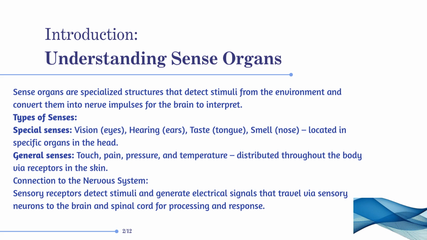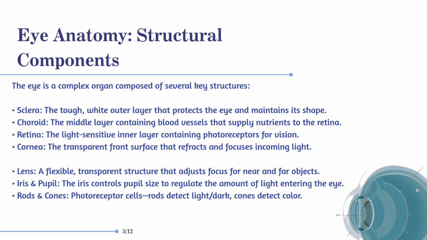Next, we have divided our types of senses into two parts. One is special senses, another is general senses. In special senses, eyes, ears, tongue, and nose come. In general senses, we have touch, pain, pressure, and temperature, which are distributed throughout the body via receptors in the skin. First of all, we will study the eye.